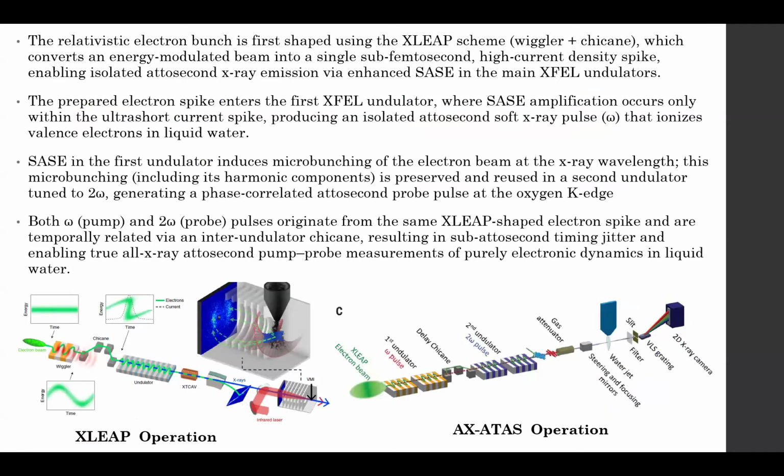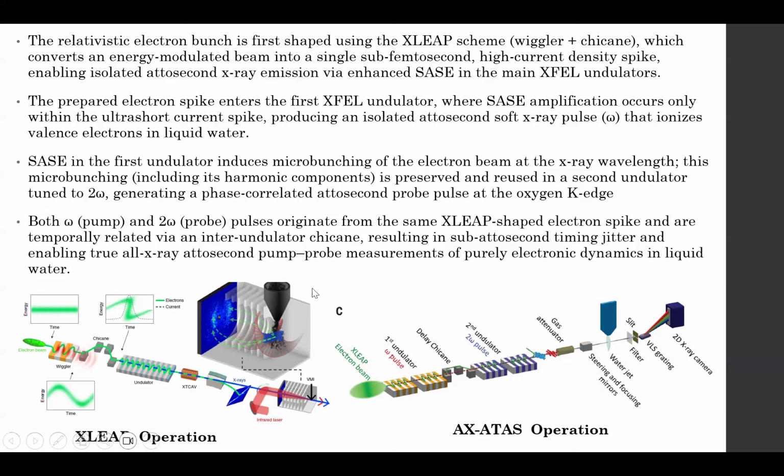So that's basically a quick recap of how undulators and X-ray free electron lasers work. Now, coming back to our setup. In the bottom right, you can see the actual setup, the high-density transient absorption spectroscopy hall. At the start, you have something called the XLEAP electron beam. If you go to the XLEAP operation, at the initial stage you have the electron beam going through a wiggler, and then it goes to a chicane.